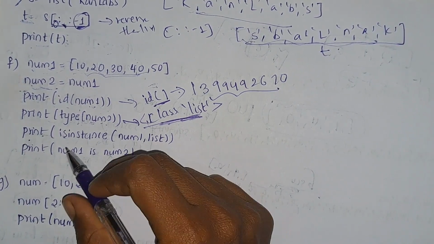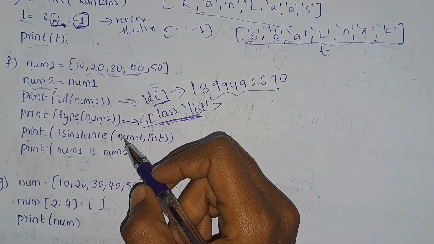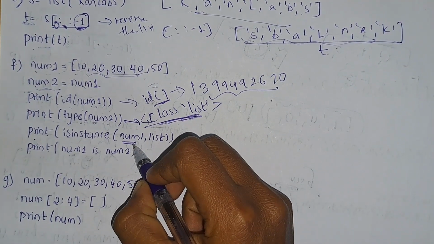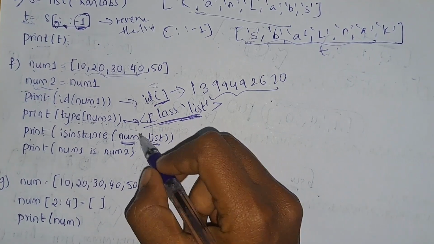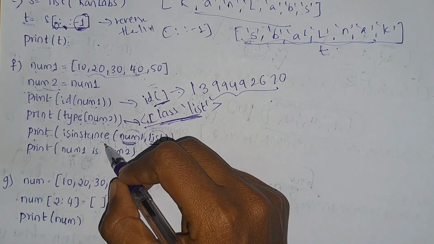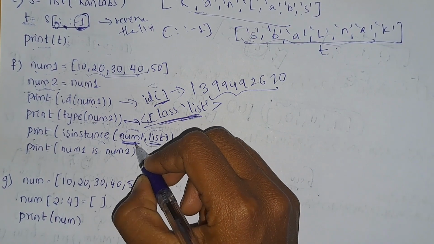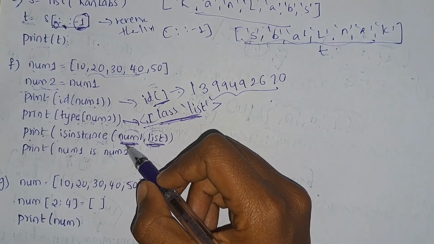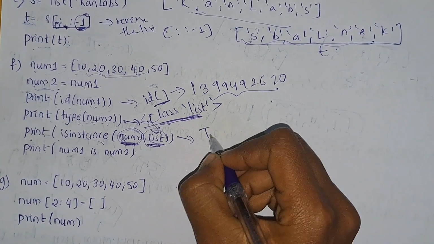So here isinstance is a function. This will return true if the specified object is of the specified type. Only then will this function return true, otherwise it will return false. So here num1 is of type list and the given type is also list, so that's why it will return true.